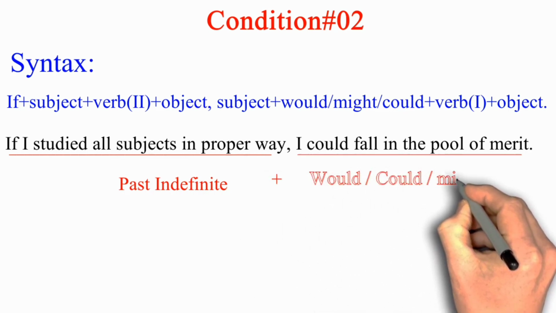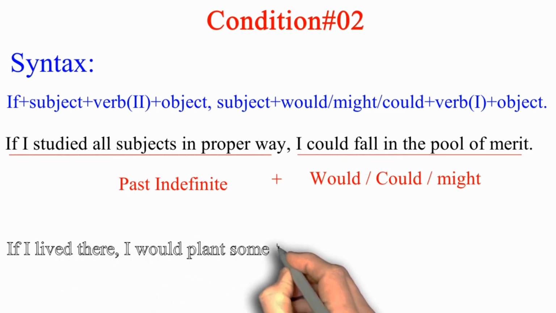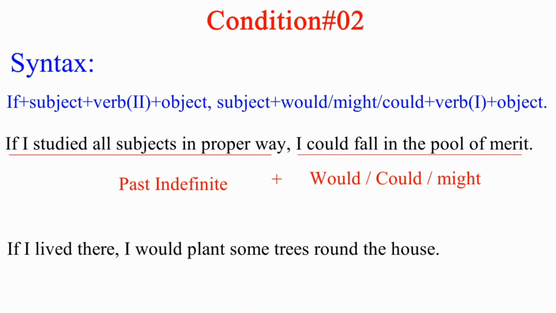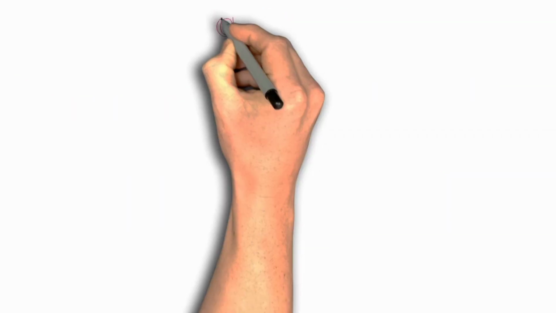You can use would as well. Would, could, might, should in the main clause. But remember one thing, if clause has to be in past indefinite. If I lived there, I would plant some trees round the house. If clause is in past, the second with would. Okay, I hope you understand.